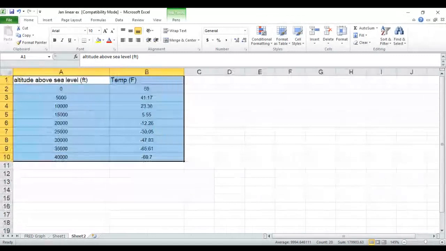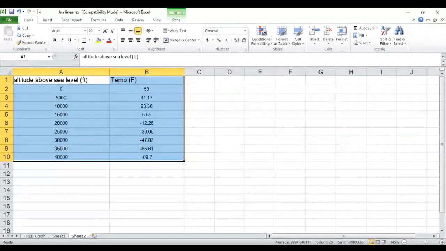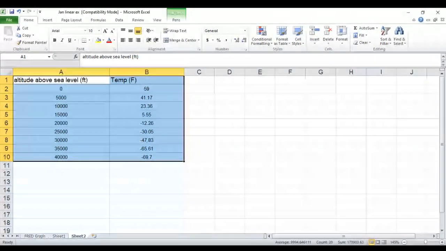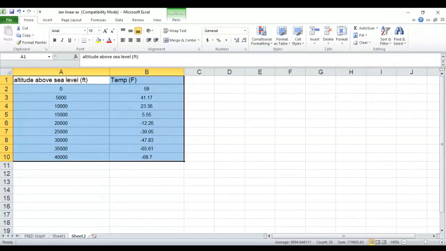Okay, so this example is feet per temperature. I think you know that as you climb a mountain, the higher you go, the colder it gets. So when you're on top of a mountain, of course, there's snow because it gets colder. You can see that my first column is altitude above sea level in feet, and in the second column, it's temperatures in Fahrenheit. So I want to see if there's a linear relationship between those two.